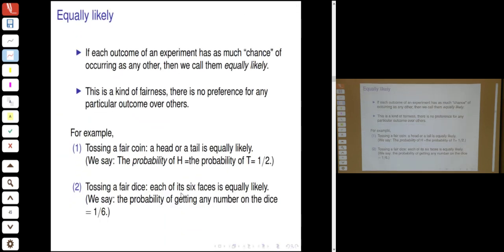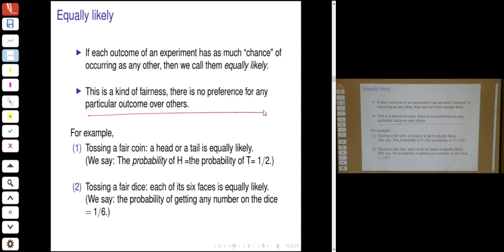So equally likely: if each outcome of a random experiment has as much chance of occurring as any other, then we call them equally likely. This is a kind of fairness. There is no preference for any particular kind of outcome over the others. So equally likely is a very important concept in probability. It tells you that there is equal chance of the various outcomes happening.